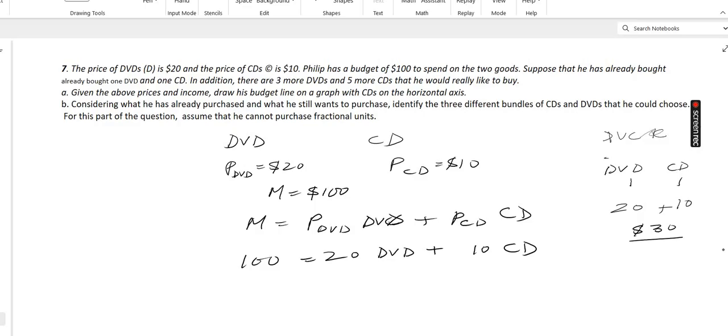Now let's move ahead and see what else is written. Given above, one DVD. In addition, there are 3 more DVDs and 5 more CDs that he would really like to buy. So DVD is already bought 1, so he wants plus 3 more DVDs, and he has 1 CD but would like plus 5, that is 5 more CDs. Whatever information we get, just keep on writing. Given the above price and income, draw the budget line on the graph with CD on the horizontal axis. Okay, now we will make the graph. So let me make a graph over here.